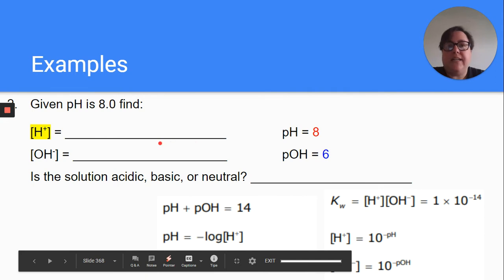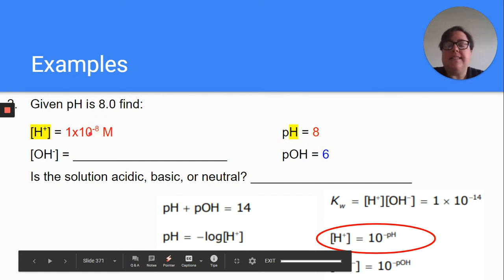To find hydrogen concentration, we would use that H plus is equal to 10 raised to the negative pH. So really we're just doing 1 times 10. That's what that 10 represents. And then we're going to say negative whatever the pH is. Well, the pH is 8. So we would say 1 times 10 to the negative 8. So those exponents should always match.